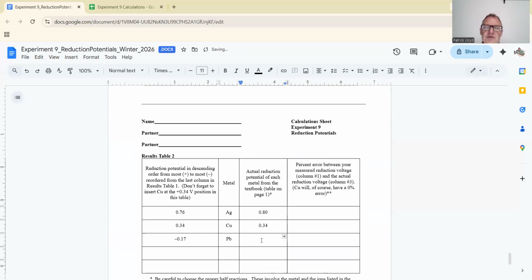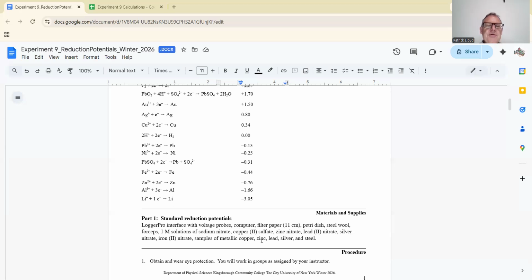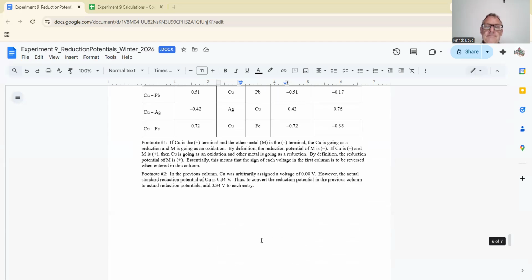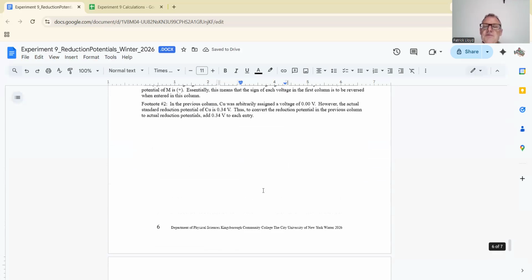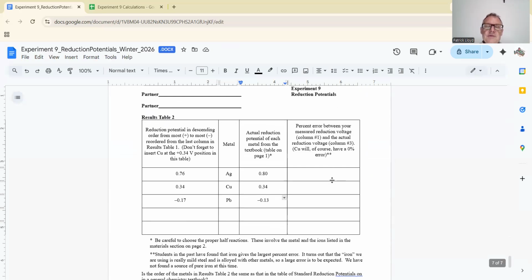Okay, the actual value for lead, I don't really remember, so let's come back up here. The actual value is negative 0.13. Okay, next one would be iron at negative 0.38. If you look that one up in the table, I think it's negative 0.44.